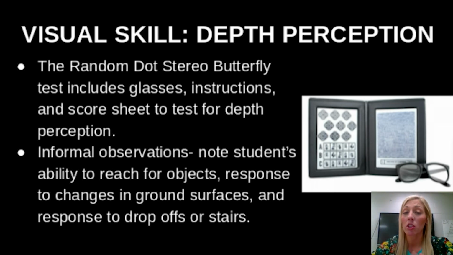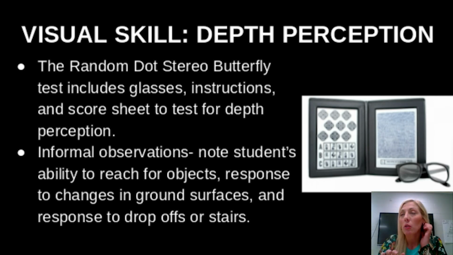For informal observations for depth perception, there are a few to talk about. You're going to note the student's ability to reach for objects. Are they reaching directly for the object and picking it up, or are they doing a swiping search method? Are they overreaching or underreaching? You want to note, when the student is walking, what is their response to changes in ground surfaces? If you are walking from a tile floor to a carpet floor, or walking outside on the sidewalk stepping off the curb, or walking on cement to grass, to pea gravel, to wood chips, know if the student struggles when the surface changes, if they're not noticing that with their depth perception. And again, anything with drop-offs or stairs in the school setting.